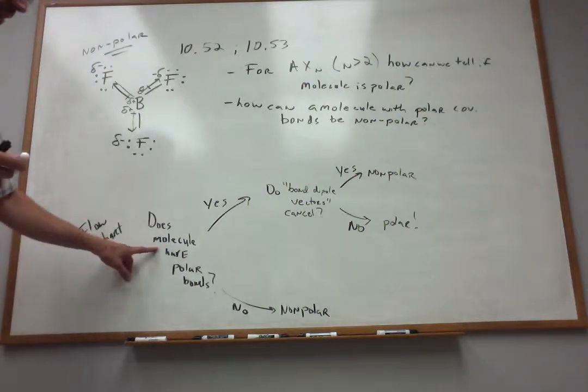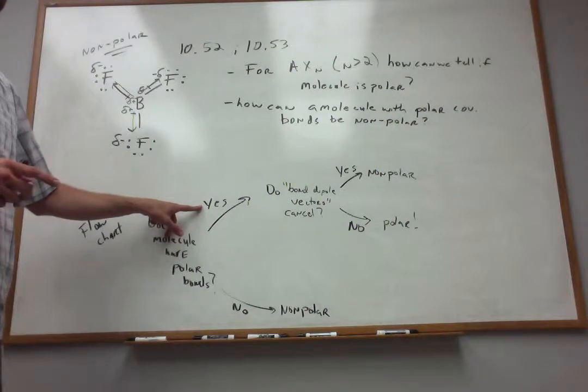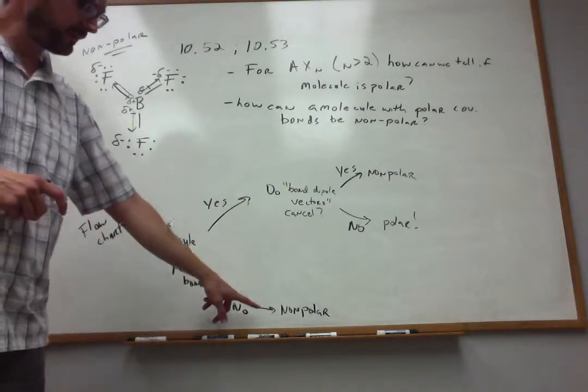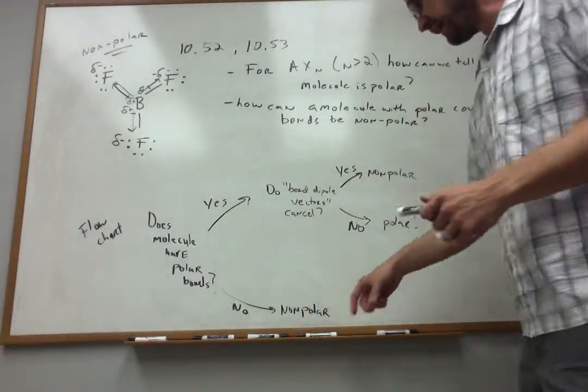You start by asking, does the molecule have polar bonds? If it does, the molecule might be polar. But if the molecule does not have any polar bonds at all, that would be kind of an unusual case. The molecule is nonpolar. Now, what molecules kind of fit that category?